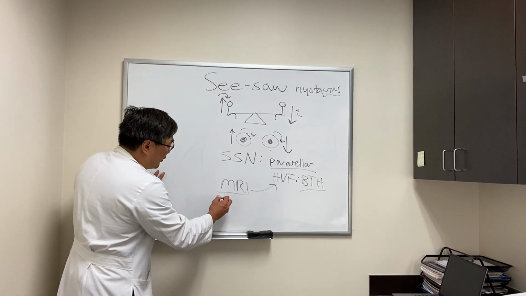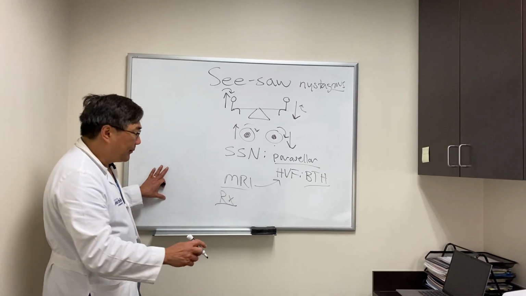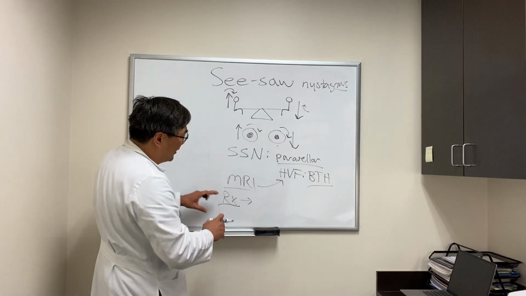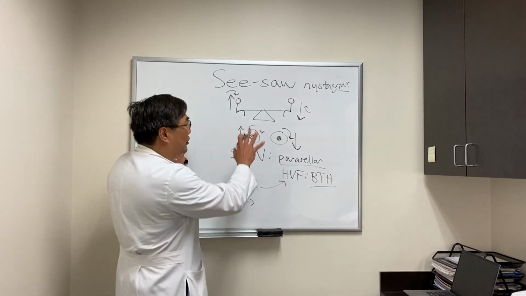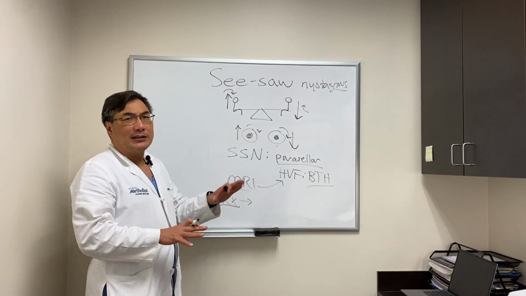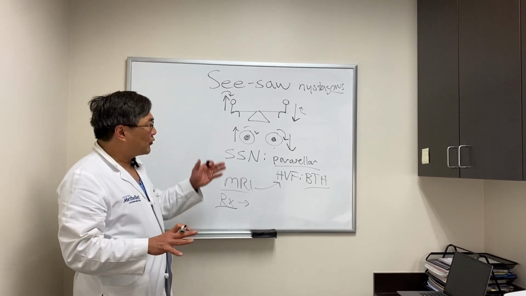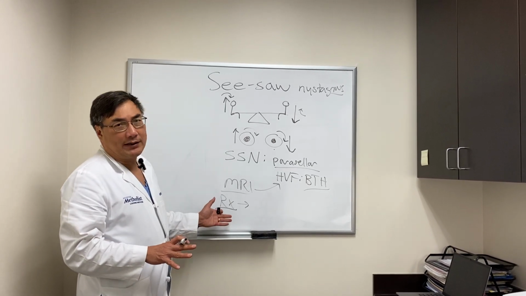The treatment is to treat the underlying cause, whether it's a tumor or stroke or demyelination. And if they have the etiology already established, you can use medical therapy for seesaw, but it's not usually that helpful. Clonazepam, gabapentin, all these different other medications for nystagmus in general have been tried in seesaw.